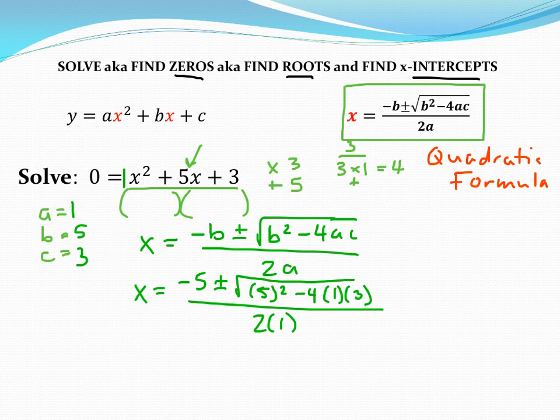5 squared is the same thing as 25, and I'm going to subtract from that 4 times 1 times 3. So 4 times 1 is 4, times 3 is 12. What that gives me is negative 5 plus or minus the square root of 25 minus 12, which is 13, all divided by 2 times 1, which I'm going to write as 2.